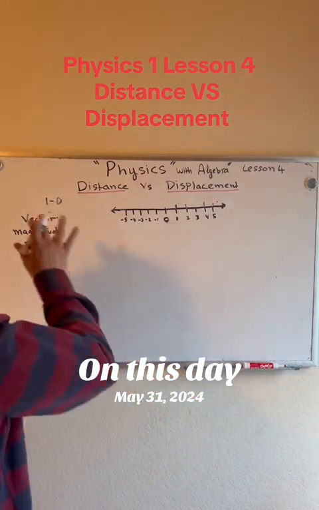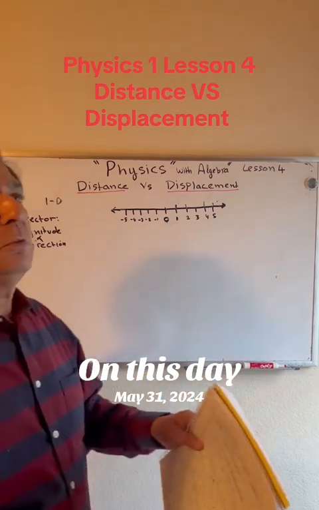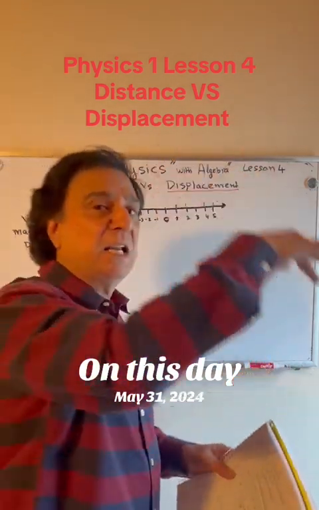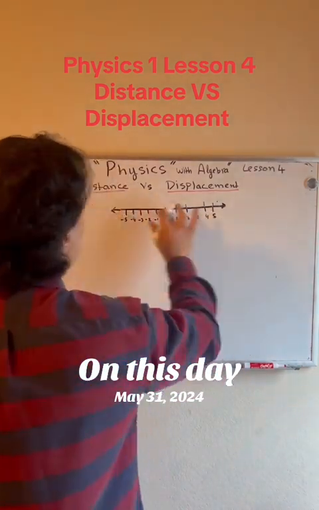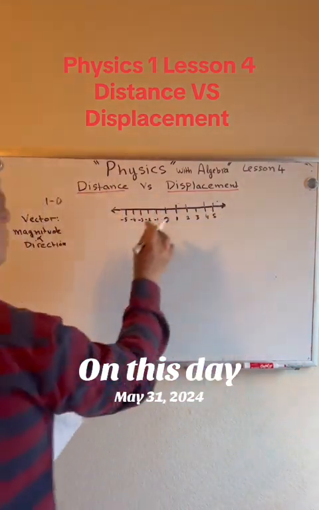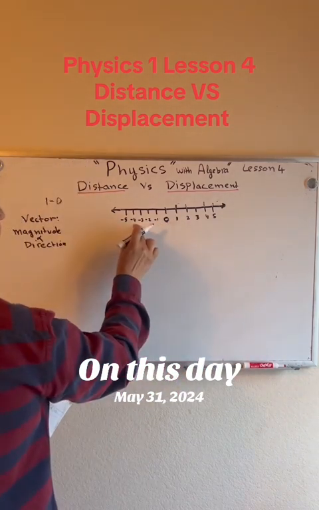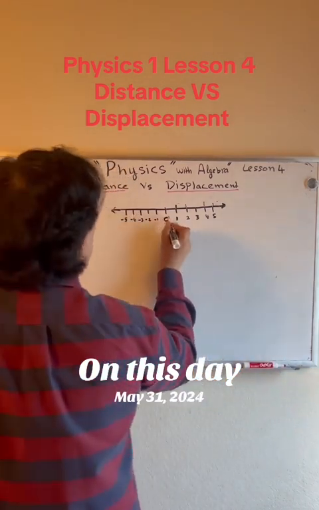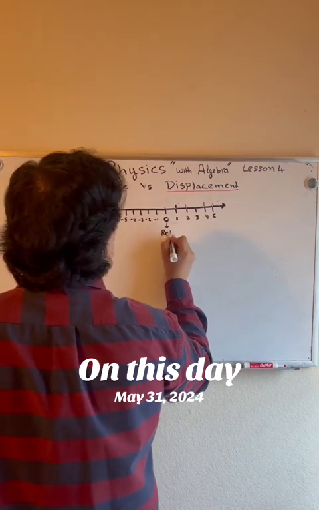So we're talking about 1D, one-dimensional motion. We're not talking about two-dimensional where you have X and Y or projectile motion. This is just one-dimensional motion. So this is basically the X-axis, and you have 1, 2, 3, 4, 5, -1, -2, -3, -4, -5, no rocket science. This is the origin. We also call it the reference point, okay?